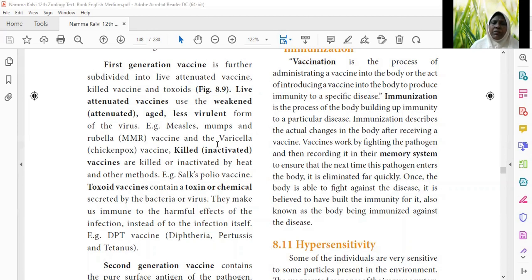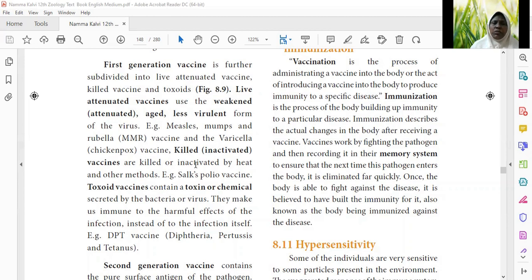An example of live attenuated vaccine is measles, mumps, and rubella. That is MMR. It is called MMR: M for measles, another M for mumps, and R for rubella. And another example of this kind of vaccine, live attenuated vaccine, is varicella. This varicella vaccine is used against chickenpox.